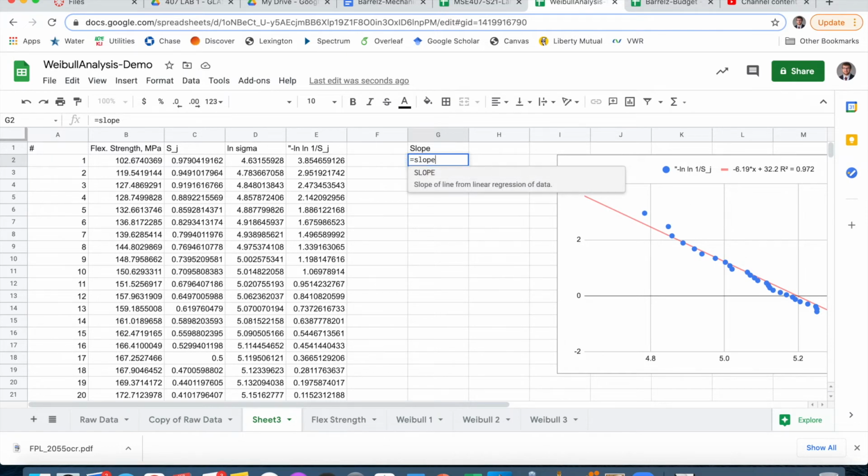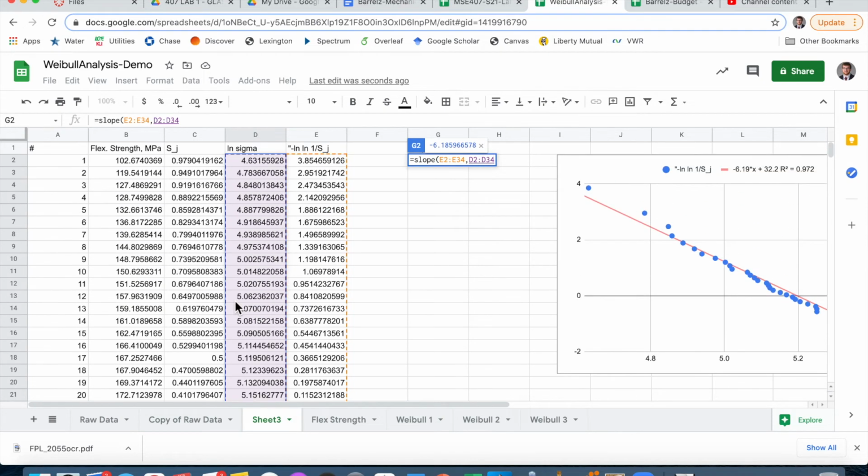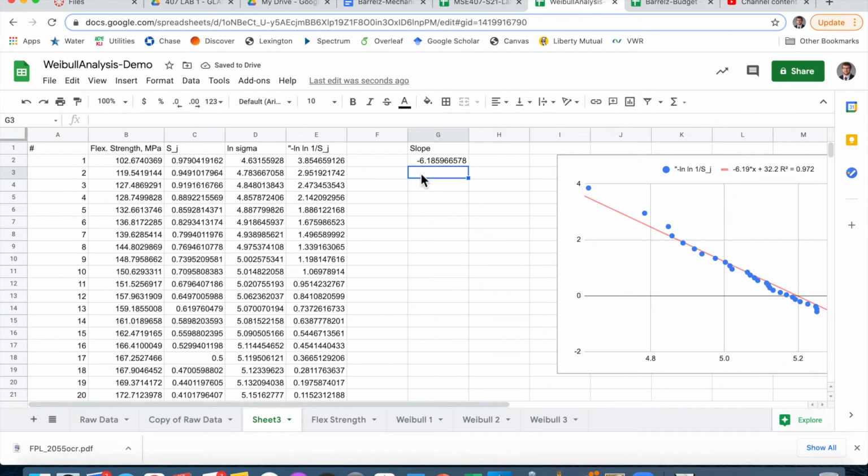So instead of doing it here, we can use the function slope, and if you use equals slope, you're going to take the y and then the x. So this is the y data. You're going to take the whole series of y data, which is this, and then a comma, the whole series of x data, and calculate the slope. And so you'll see here that it calculates a negative 6.185. And so it's basically the number here.